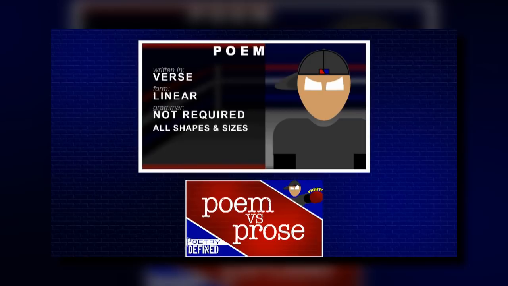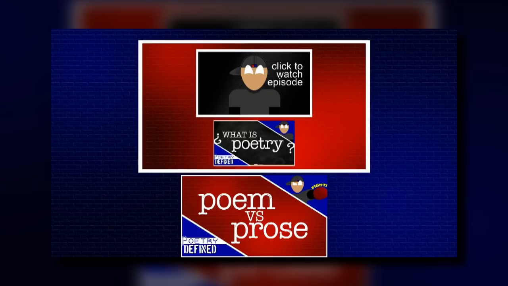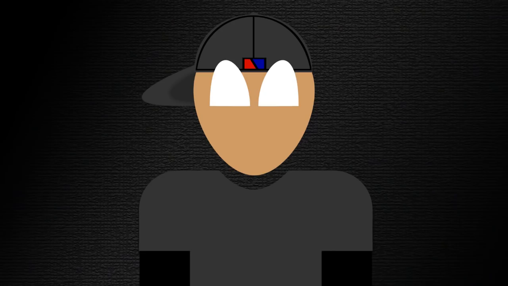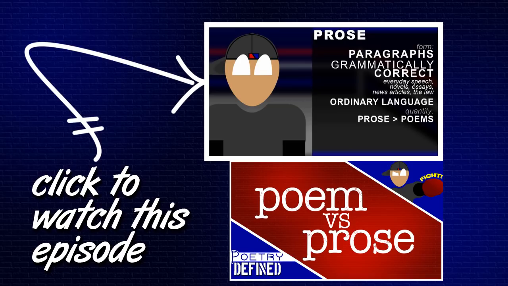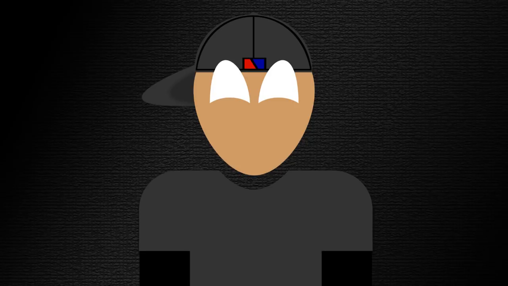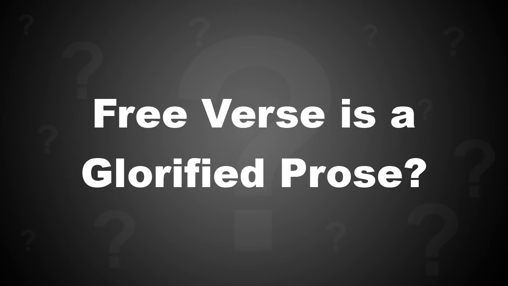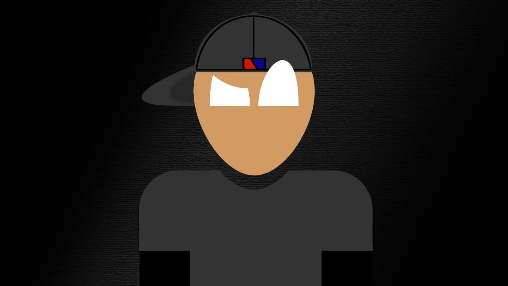So the only trait each dictionary feels is important to mention in its definition of poetry is rhythm. And again, if you've watched another one of our previous episodes, prose comes in many sizes, and doesn't need rhythm. You might be asking, isn't free verse just a glorified prose then? To you good sir and madam, I say nay.